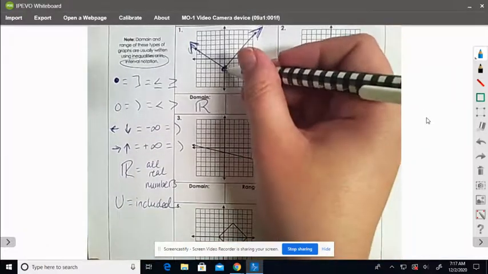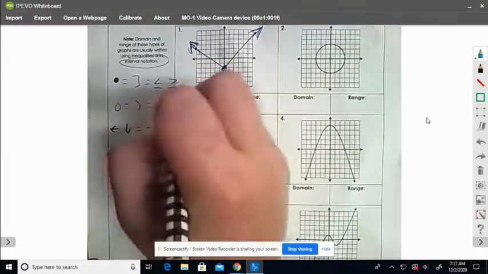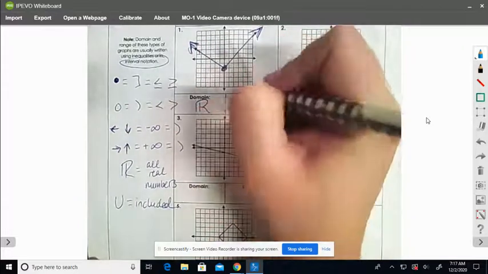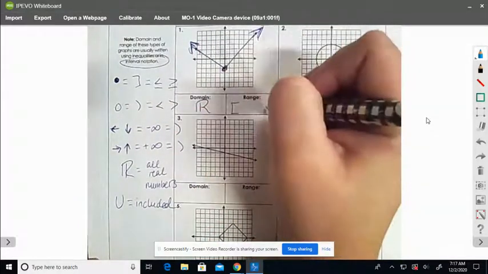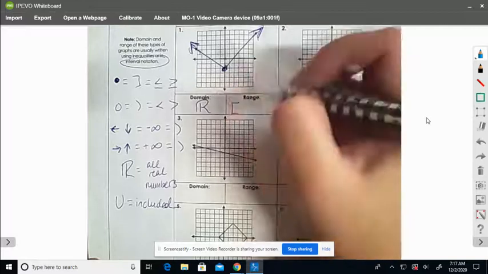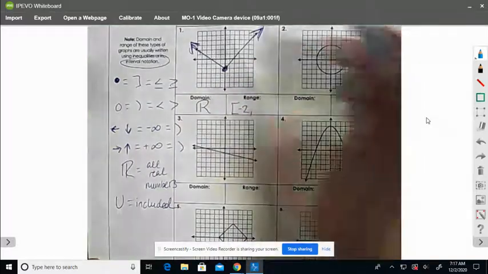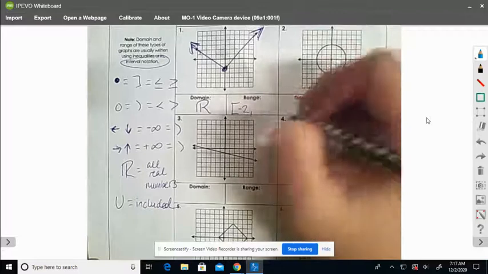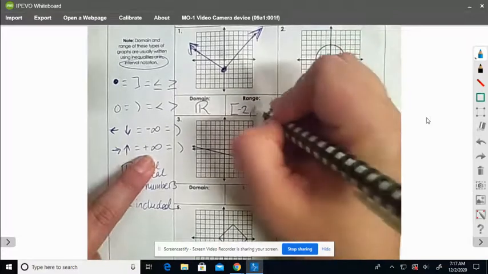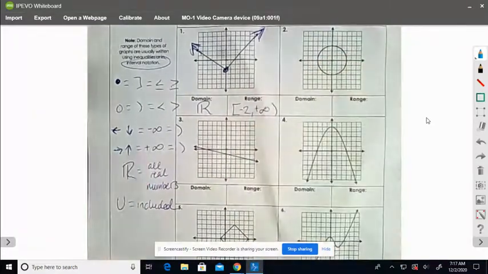That is a closed circle. It's a continuous part of the graph. So I'm going to use a bracket for my lowest point. The lowest point for range, we're looking at y values, is -2. And then it goes up infinitely. So if it's going up, that would be positive infinity. And I need a parenthesis anytime I use an infinity symbol.